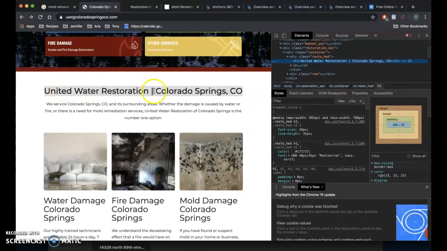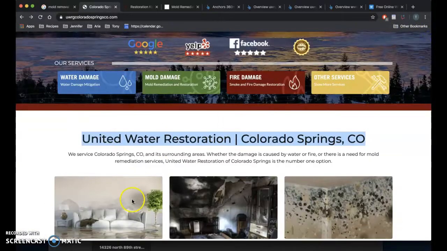water restoration, Colorado Springs, that may very well be a good keyword. But the fact that there's United Water Restoration, which is your company name, that's not necessarily how customers are going to look for you. They're going to look for the niche they think they need help with, which would generally be water restoration, Colorado Springs. So there's a couple things we could probably tweak here to make things better.